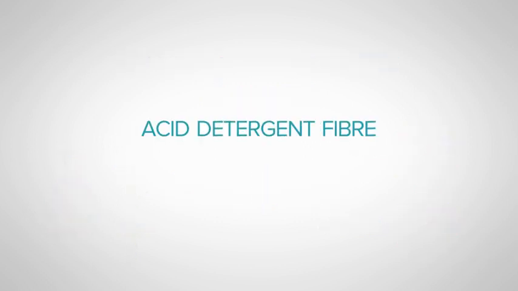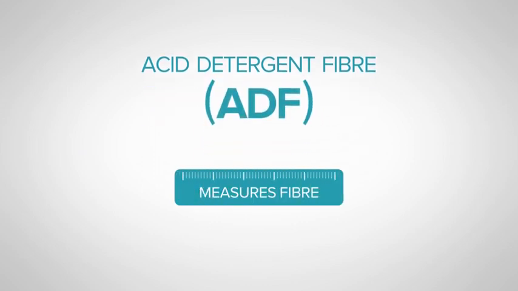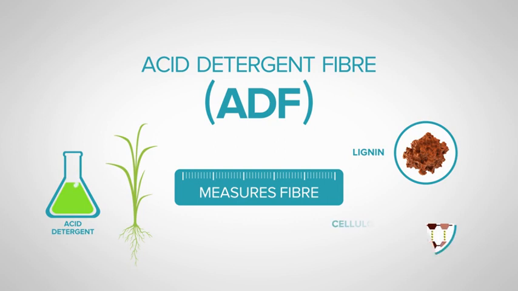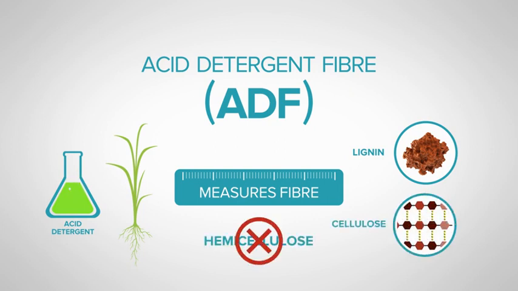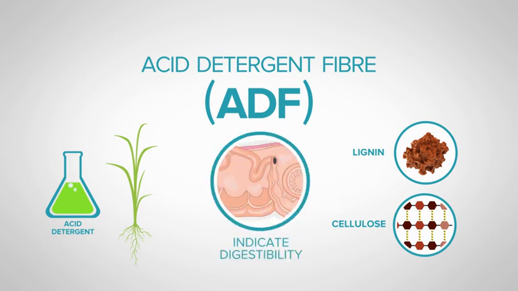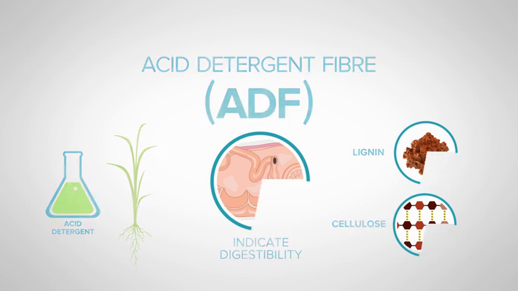Then there is acid detergent fibre, or ADF. Now, ADF is a measure of the fibre that remains after treating the plant with an acidic detergent. This includes cellulose and lignin, but unlike NDF, does not include hemicellulose. ADF is often used to indicate the digestibility of the feed.